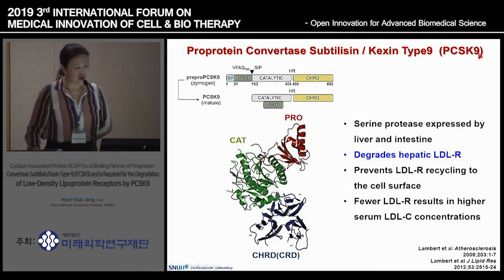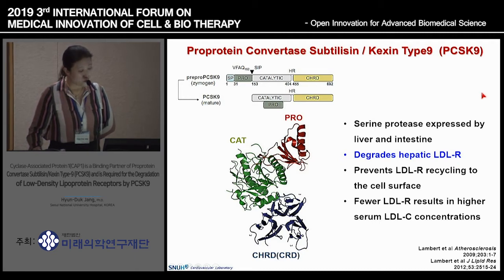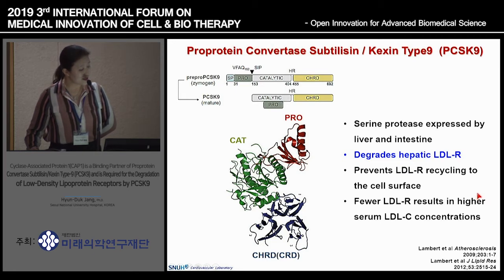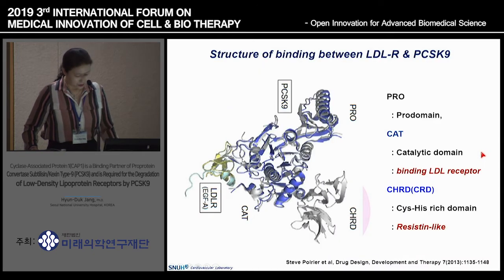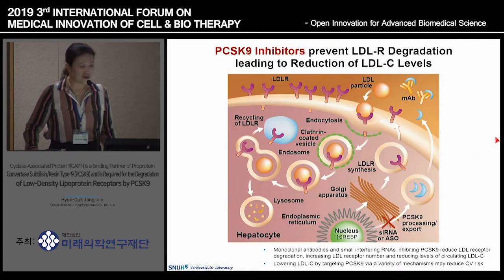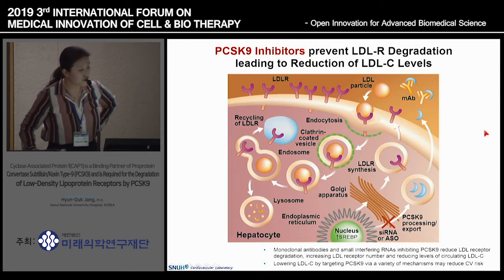PCSK9, I'm going to call it PC9 for convenience in this talk. It is a serine protease expressed by liver and intestine that degrades hepatic LDL receptor and prevents LDL receptor recycling to the cell surface. Fewer LDL receptors result in higher serum LDL cholesterol concentrations. PCSK9 inhibitors prevent LDL receptor degradation, leading to reduction of LDL cholesterol levels.